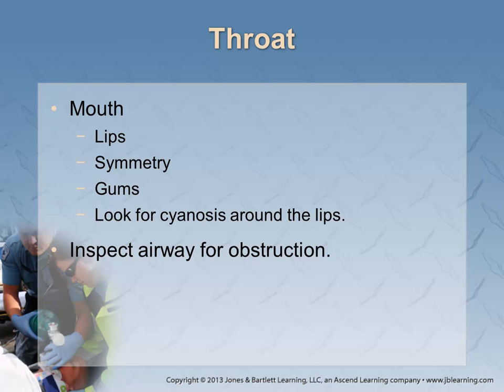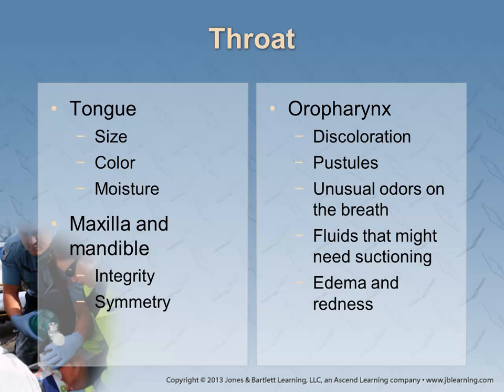Look for any cyanosis around the lips, which is going to show that they've got poor oxygenation. Check the tongue for color, moisture, size. If they're on ACE inhibitors, they can have what? Angioedema, which is swelling of the lips and the tongue, which can cause airway obstruction, right?